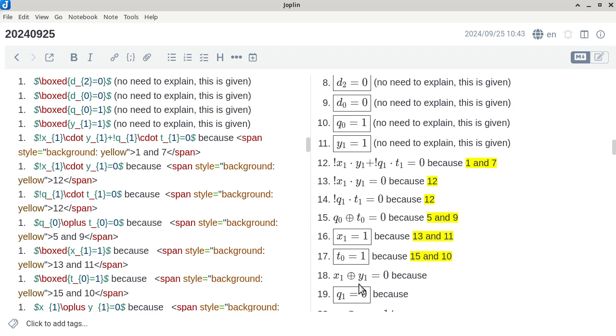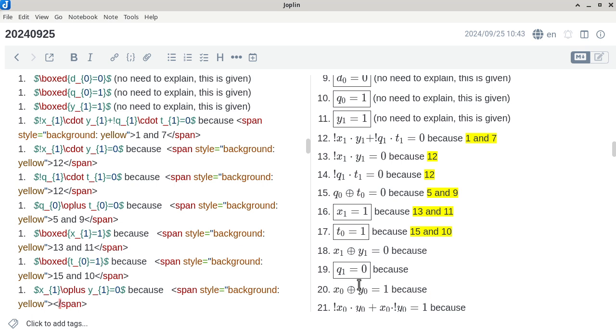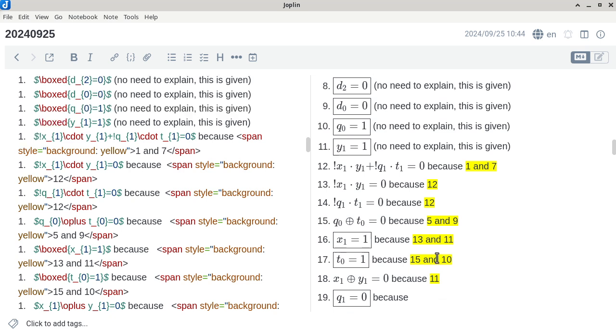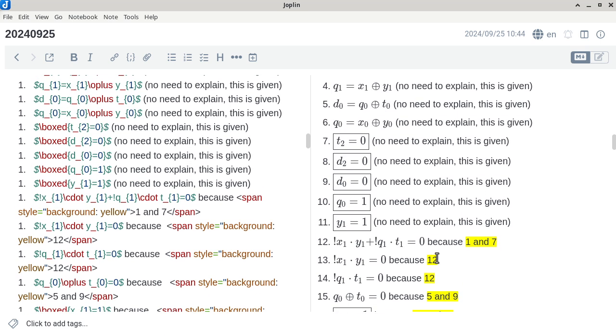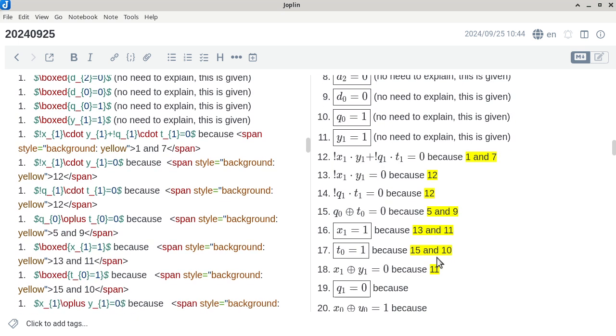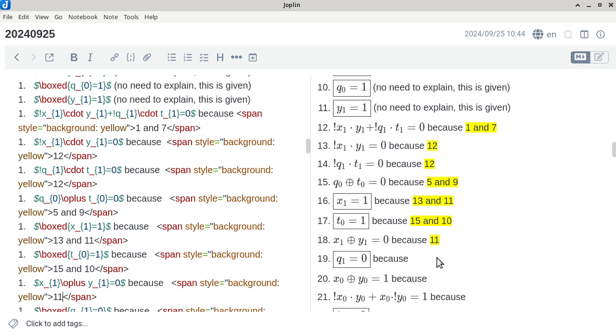So now we look up y1 is a 1, which is up here with 11. I'll just write down the clues that might be useful and then later decide whether that is actually useful or not. So 11 potentially is useful. I also want to know whether we know anything about q1 at this point. So I have to scroll up, okay? Look up here, q1 is not known yet, okay? And we want the exclusive OR to be a false.